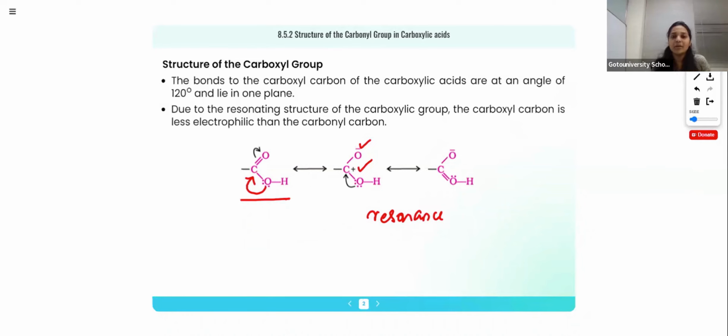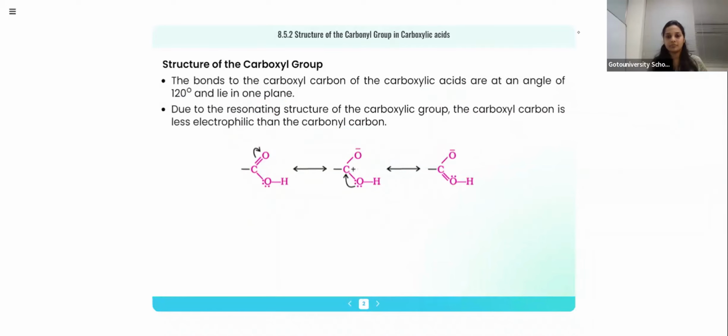Then the bonds to the carbonyl carbon of the carboxylic acids are at an angle of 120 degrees. See, this bond angle is 120, due to the resonating structure. I told you what a resonating structure is, meaning this double bond will move from that oxygen like that. Okay, the carboxyl carbon is less electrophilic than the carbonyl carbon. Why? Because the positive charge is moving from carbon, meaning it is not constant in one position. It will fluctuate. It will resonate. Got it? That is the structure of the carboxyl group, and the bond angle is 120 degrees.